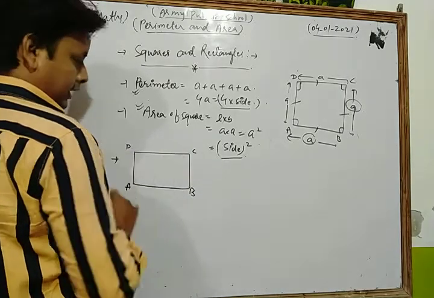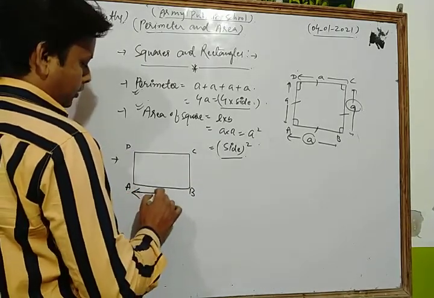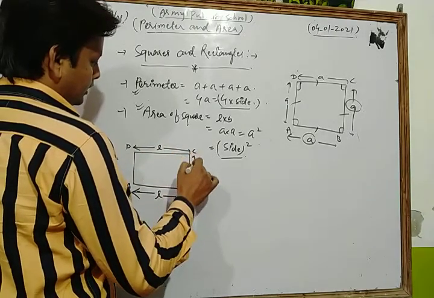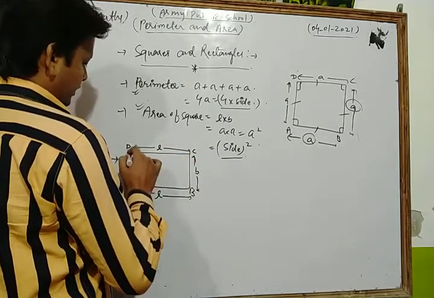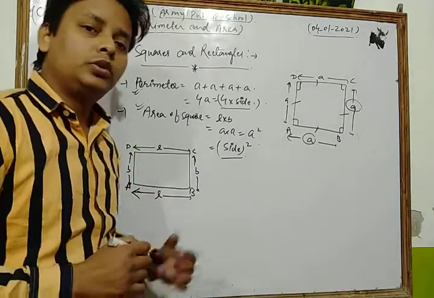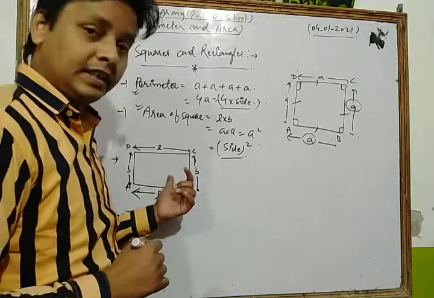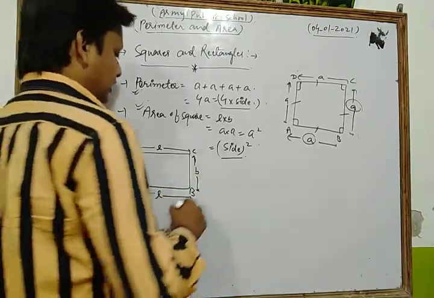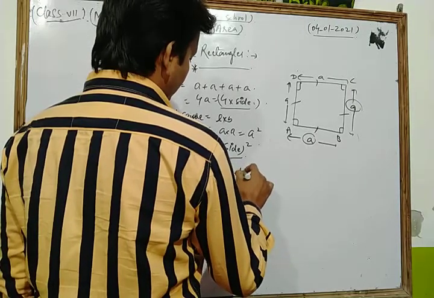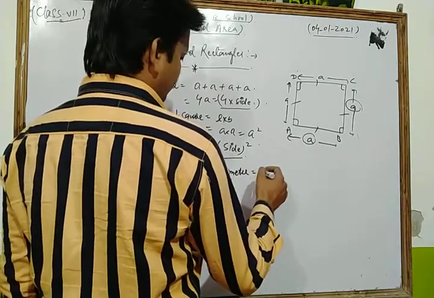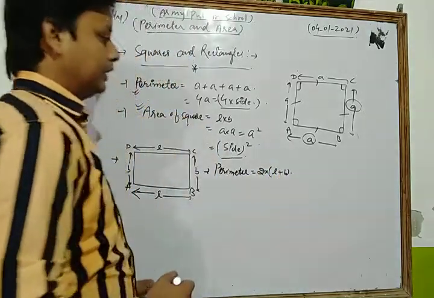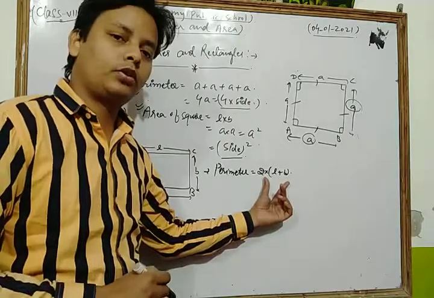BCD is a rectangle in which the opposite sides are equal, this is equal to length and this is breadth, and this is also equal to breadth. Means opposite sides are equal to each other in any rectangle. In that, the perimeter of a rectangle is 2 into length plus breadth. This is the formula for the perimeter of a rectangle.